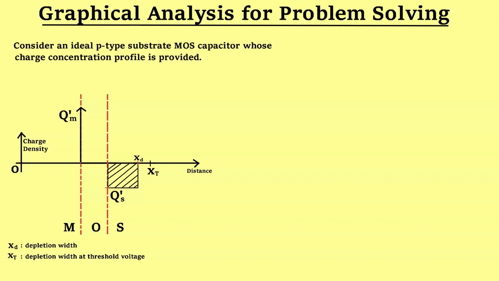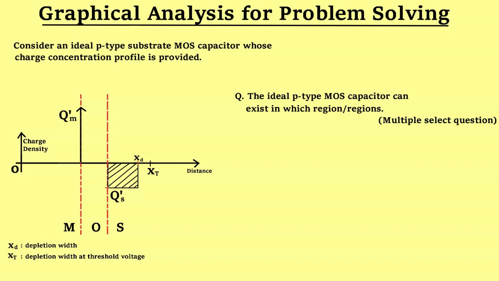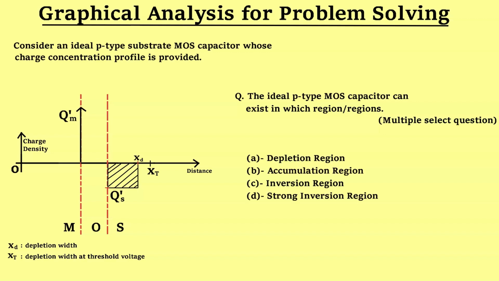Many students find questions difficult which are based entirely on diagrams. So, we will see a question which is based completely on a diagram. Consider an ideal p-type substrate MOS capacitor whose charge distribution profile is also provided. The question for this diagram is, the p-type substrate MOS capacitor can exist in which region or regions if the charge distribution profile is given? Options are depletion region, accumulation region, inversion region, and strong inversion region.